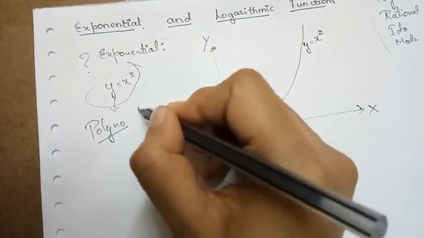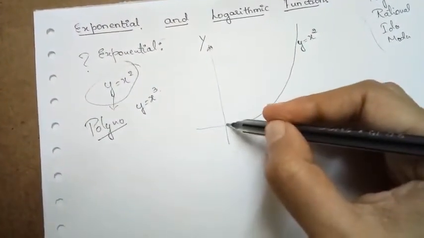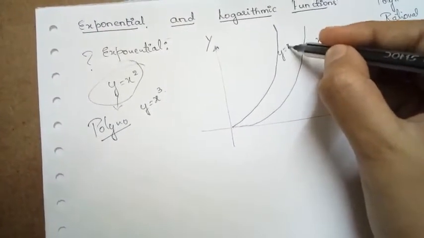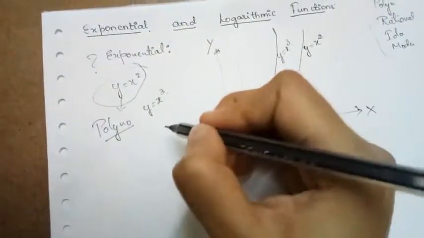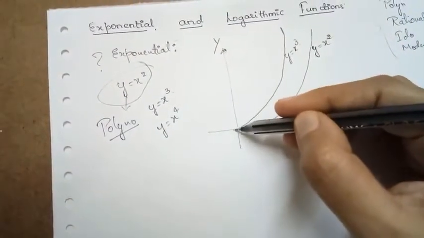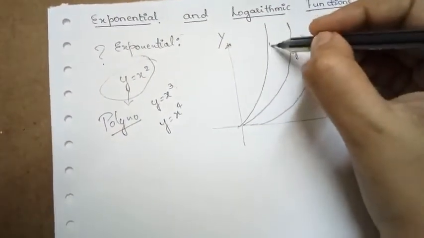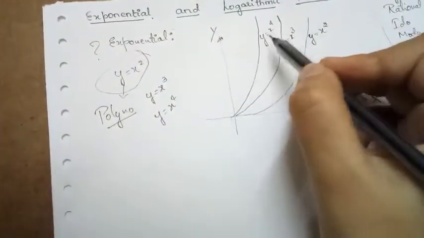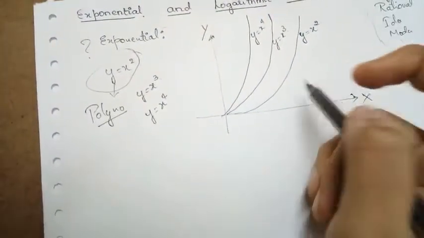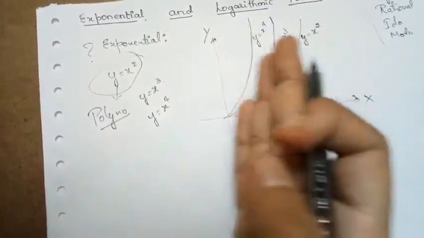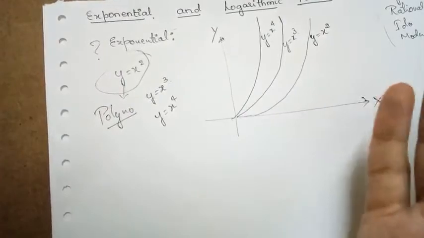Suppose I draw the graph of the curve y equals x cube. The graph will be like this. This is the graph of the curve y equals x cube. Suppose I increase the exponent, the power of x, to x power 4, then this will be the graph of the curve y equals x power 4. You can see clearly that as soon as we increase the power of x, the graph is increasing drastically, moving steeper.